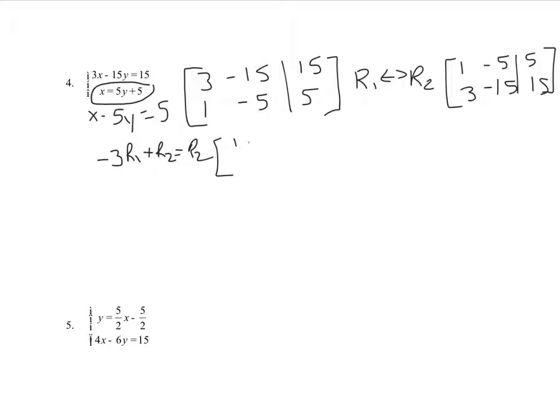Alright, so top row is still 1, negative 5, 5. Now for our bottom row, we're going to have the negative 3 times 1 is a negative 3 plus 3, which is 0. If we do negative 3 times negative 5, that gives us positive 15 plus negative 15, which is also 0. And then if we multiply positive 5 times negative 3, that's a negative 15, plus positive 15 on the bottom, that's also a 0.